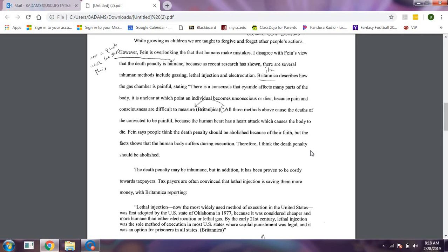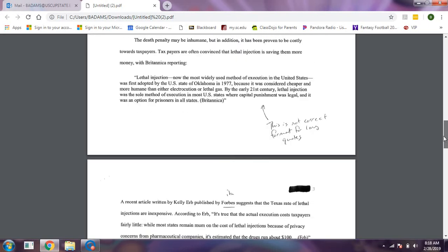Now, we do get into more complex questions about, is it okay for somebody to be feeling pain while they're being executed? That again becomes a moral issue. I'm not sure that you can disprove Fine's point, but if he wants to, he needs to improve his focus. "Now, the death penalty may be inhumane, but in addition, it has been proven to be costly towards taxpayers."